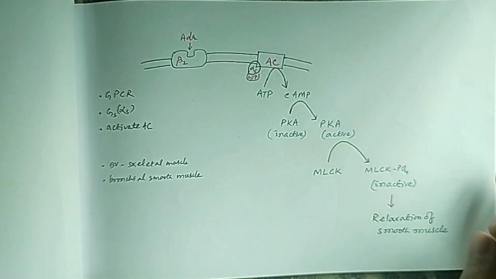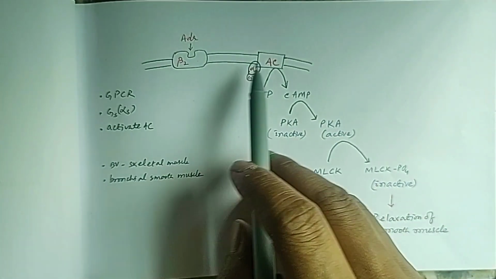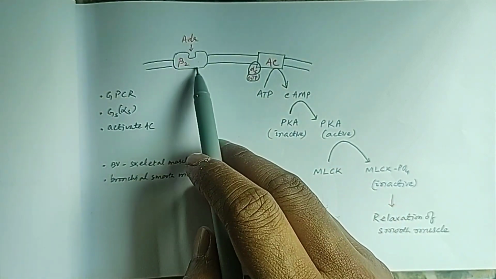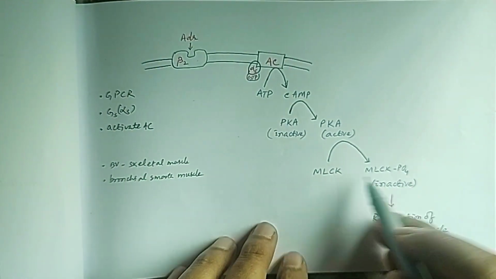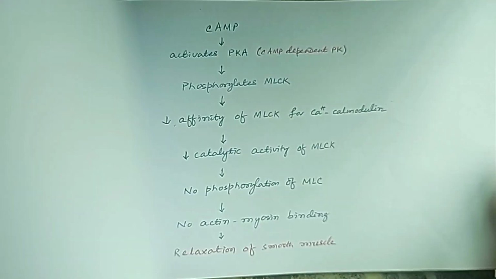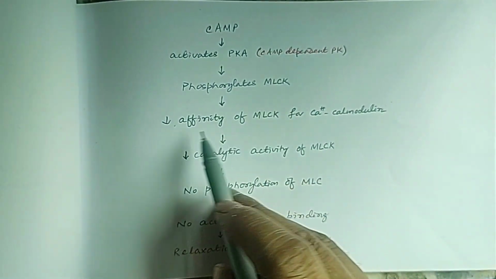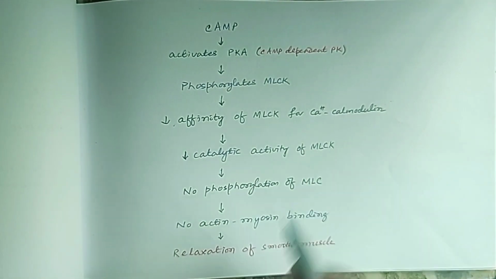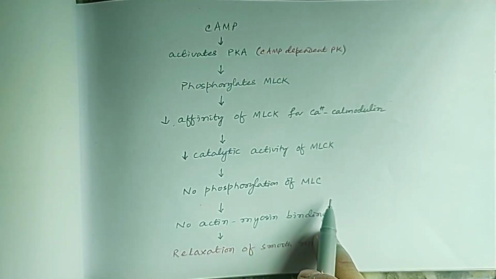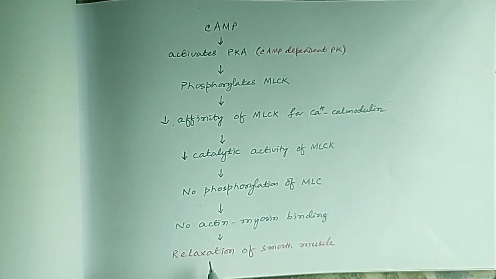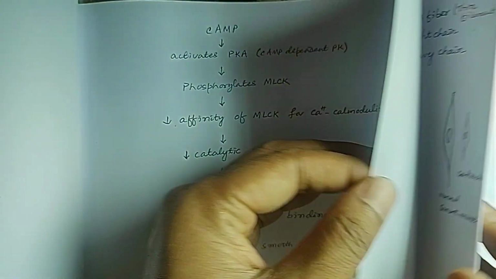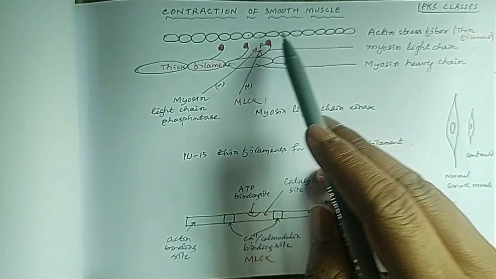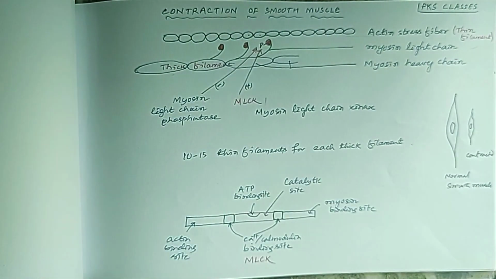So you can see protein kinase A, activated by cyclic AMP through beta 2 receptor activation, phosphorylates myosin light chain kinase, and that phosphorylation decreases the affinity of MLCK for calcium calmodulin. That decreases the catalytic activity of MLCK. There will be no phosphorylation of myosin light chain, no actin myosin binding, and there will be relaxation of smooth muscles.